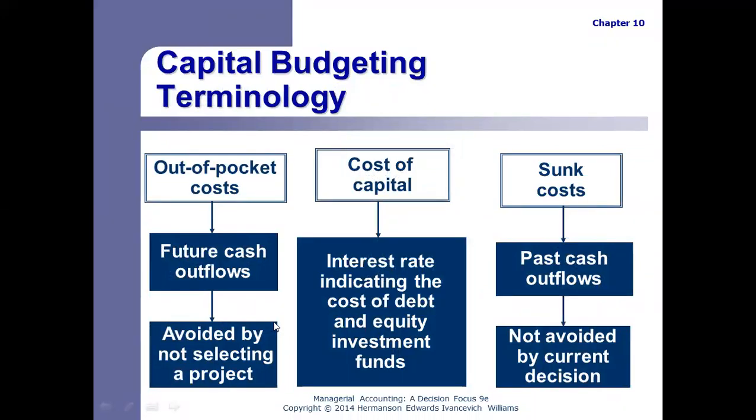Here is some terminology that we will be looking at in this chapter. Out-of-pocket costs are future cash outflows. This is cash that is going to have to be expended if you choose a certain alternative. If you don't choose that alternative, there won't be any cash going out. On the other hand, sunk costs are past cash flows, money you've already spent. Because it's money you already spent, you can't avoid it. Regardless of the decision that you make, you've already spent the money, and we'll see how that affects the decisions as we go along.